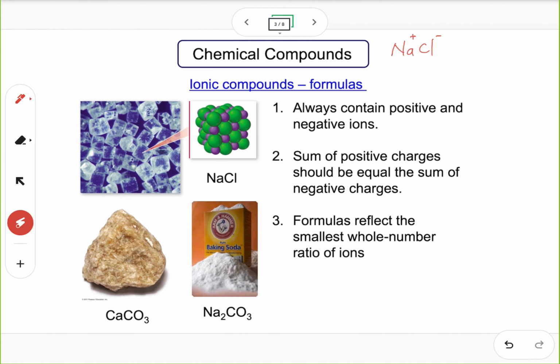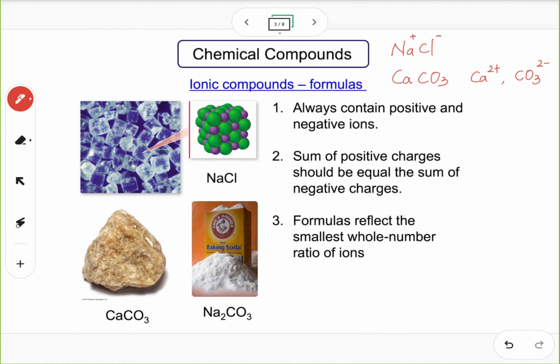And here, calcium carbonate. Let me write it here. Calcium carbonate. Well, the positive ion is calcium 2 plus. The negative ion is carbonate, CO3 2 minus. Okay, all right. So this is the first property: ionic compounds always have positive and negative ions.